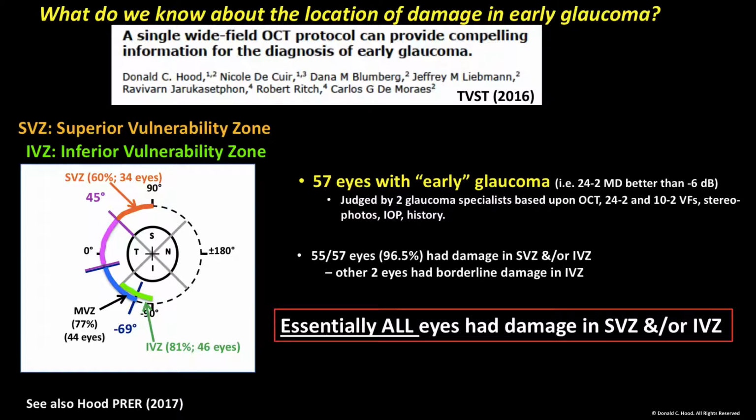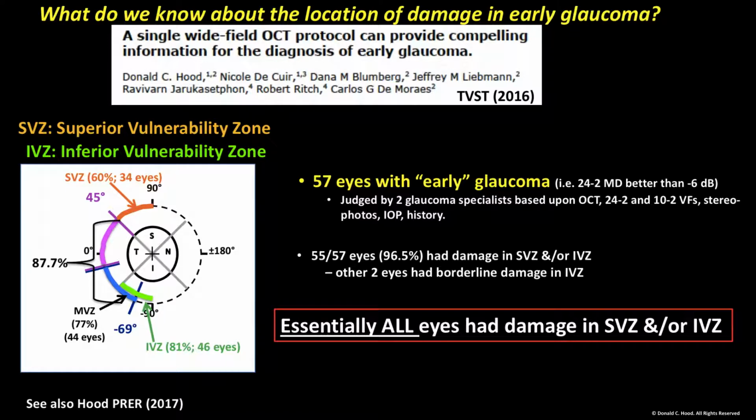Again, this is the macular vulnerability zone here. 44 eyes had damage in that region. And then if you include this region here, which often has diffuse damage or in some cases local damage here, you wind up with, in this particular group, something like 88% had macular damage in early glaucoma.